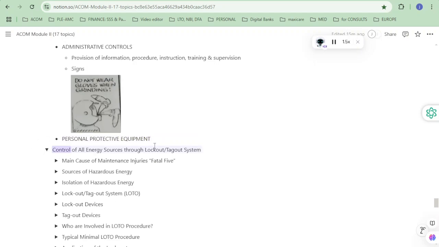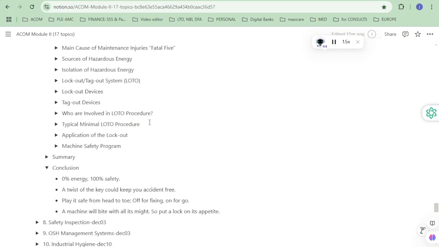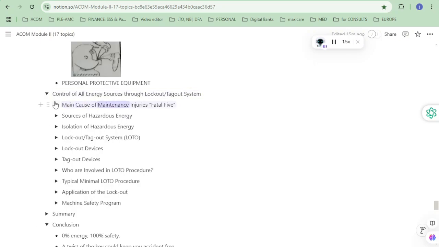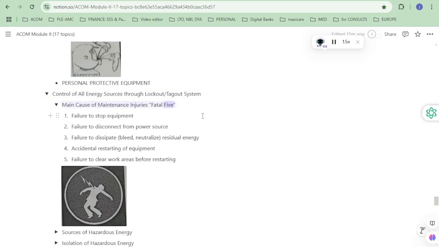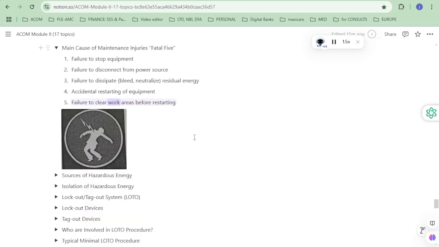Control of all energy sources through lockout/tagout system. Main causes of fatal maintenance injuries: failure to stop equipment, failure to disconnect from power source, failure to dissipate, bleed, or neutralize residual energy, accidental restarting of equipment, and failure to clear work areas before restarting.